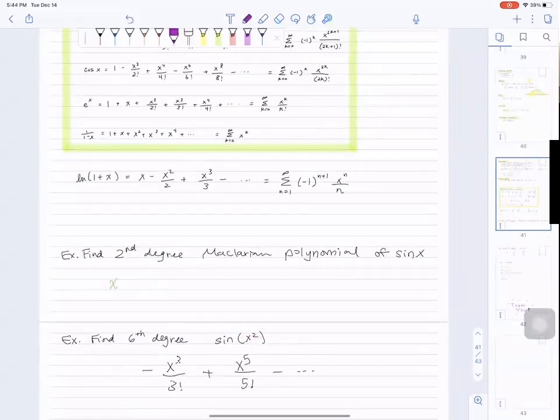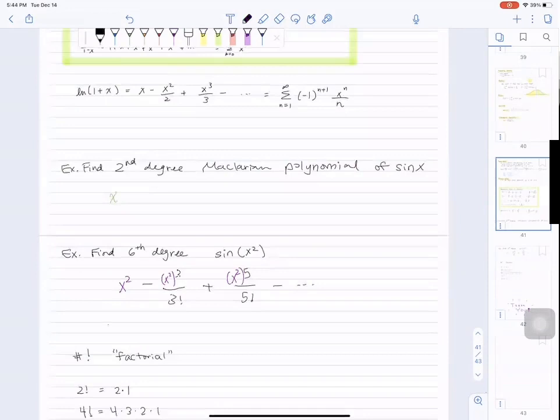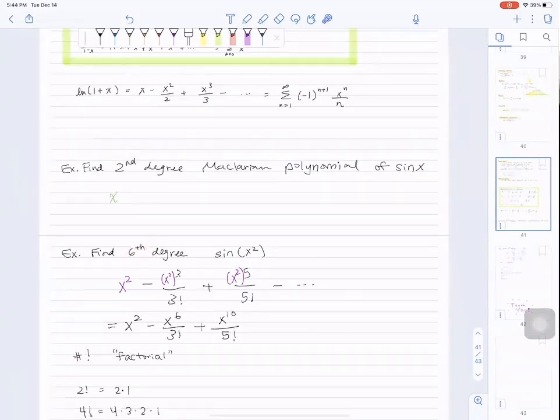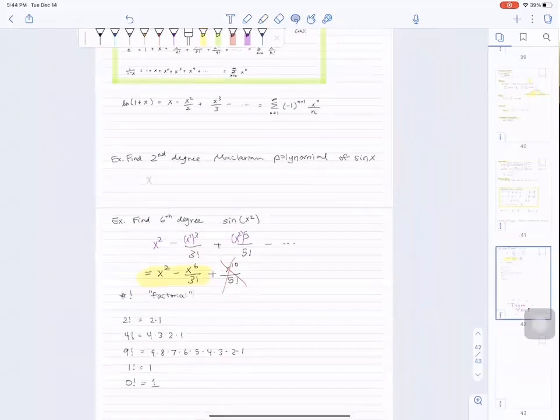So here I see an x, I'm going to change that to x squared. Here I see another x, I'm going to change that to x squared. Here I see another x, change that to x squared. What does that give me? That gives me x squared minus x to the 6 over 3 factorial plus x to the 10th over 5 factorial. The question asks for 6th degree. This is 10, that's too high, we don't need it. X to the 6, that's fine. The answer would be x squared minus x to the 6 over 3 factorial.